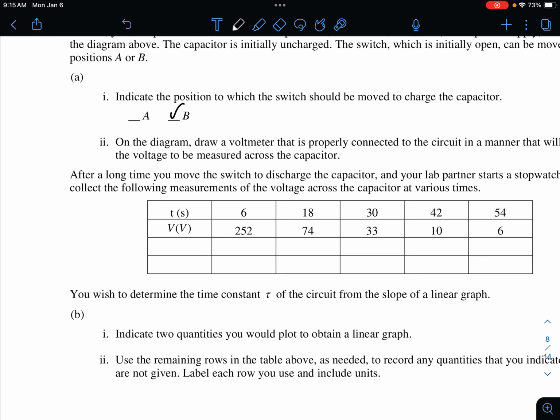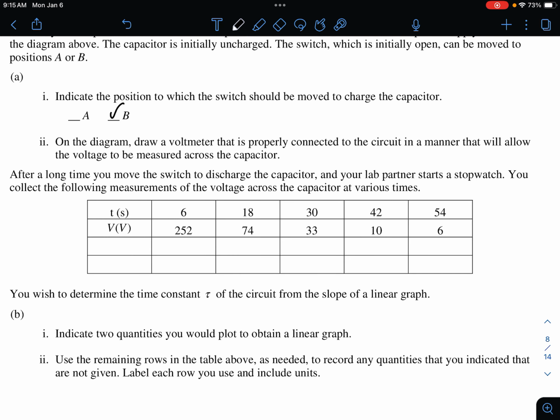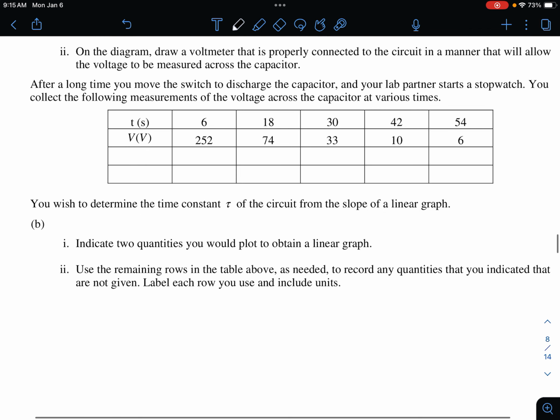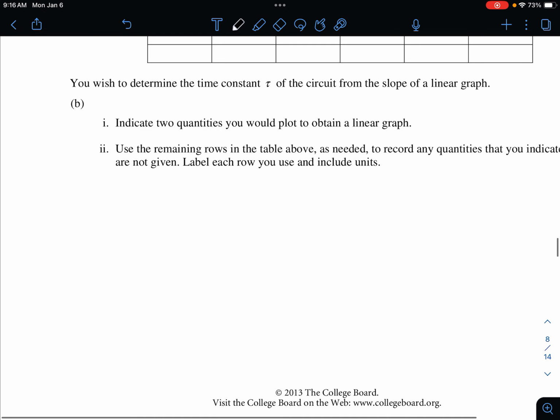Okay, after a long time, you move the switch to discharge the capacitor and your lab partner starts a stopwatch. You collect the following measurements of the voltage across the capacitor at various times. You wish to determine the time constant from the slope of the linear graph. Indicate two quantities you would plot above to maintain a linear graph. So for this one, I'll just do it here. You kind of have to know your equations, right?